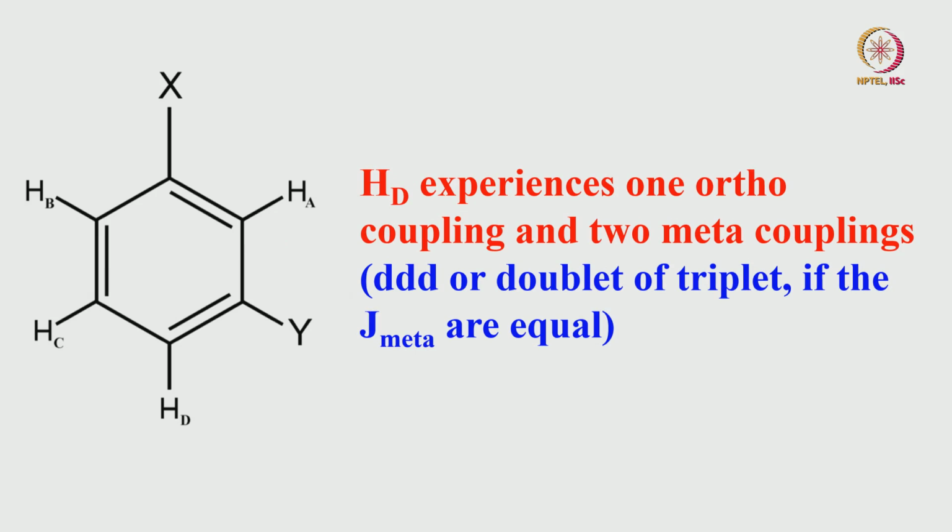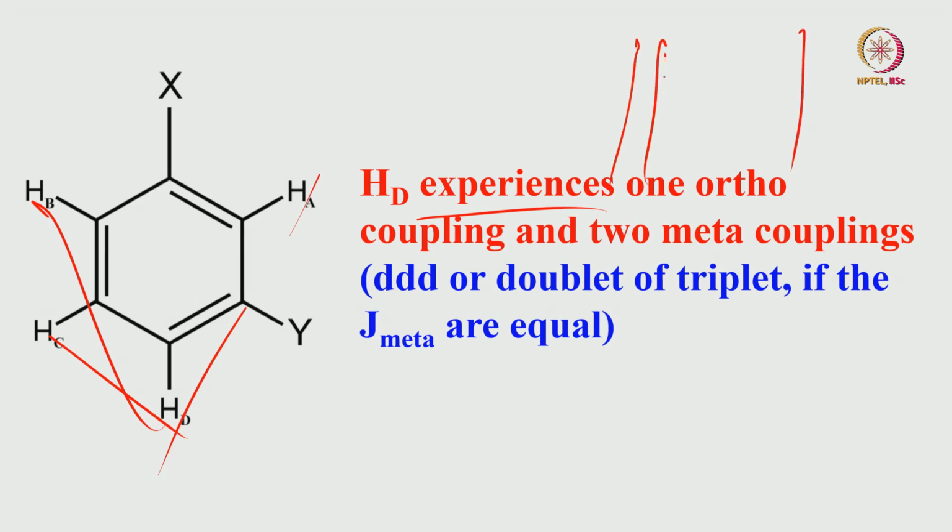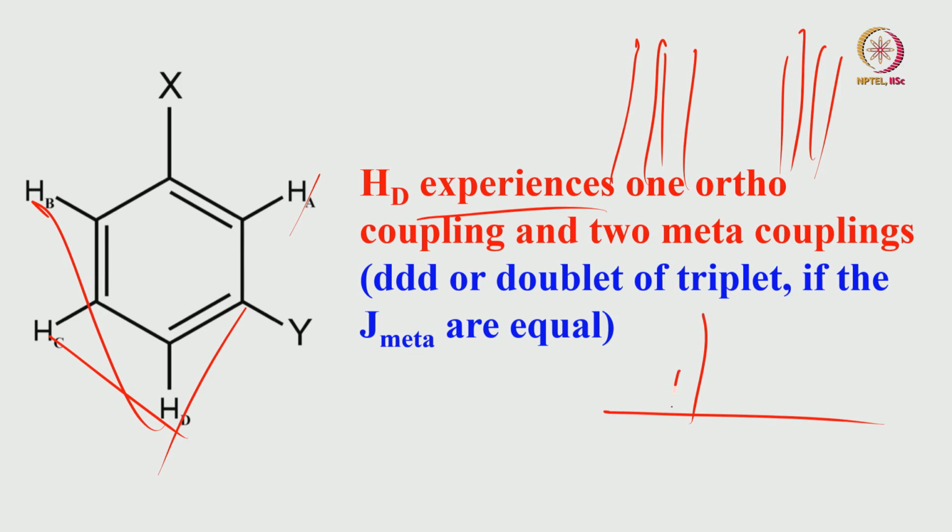For example, if you look at HD, again all are chemically inequivalent. HD is experiencing one ortho coupling and two meta couplings. Again, it has to be a large doublet because of ortho, and each line is going to be a 4-line pattern depending upon if the two meta couplings are equal or not. Otherwise, it is going to be a doublet of triplets like this. That is the pattern you are going to get. So this is the idea I just wanted to tell you, if you have a phenyl group present in your molecule, how you go ahead and analyze this thing.